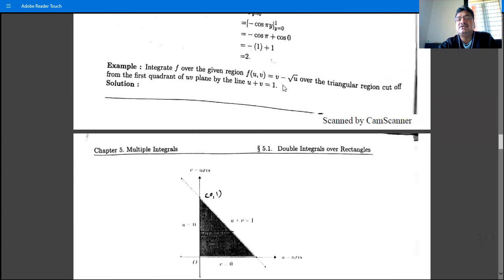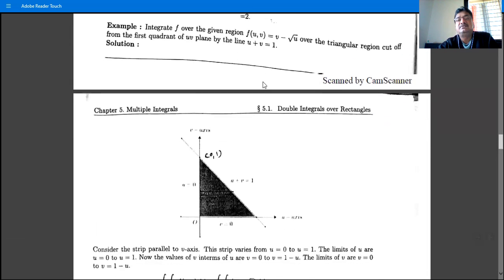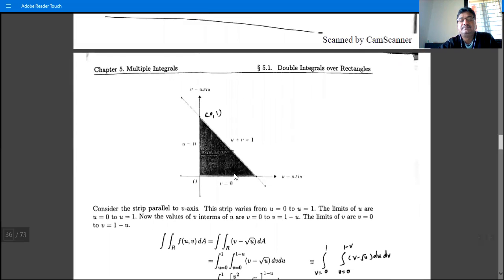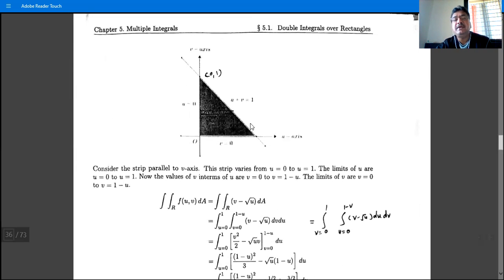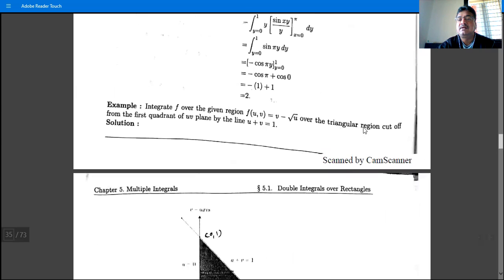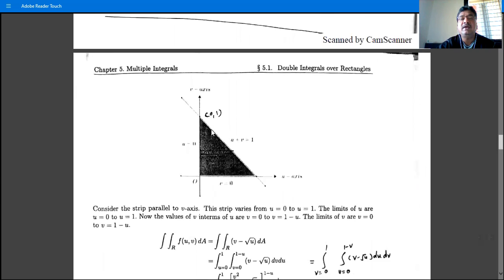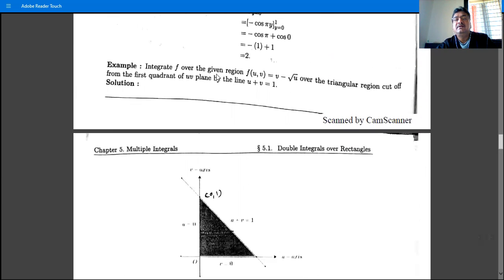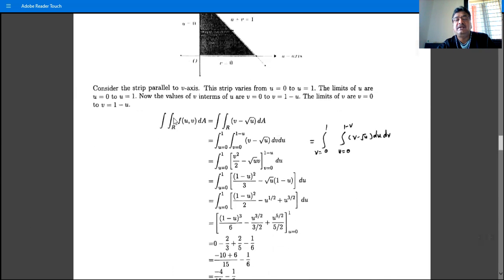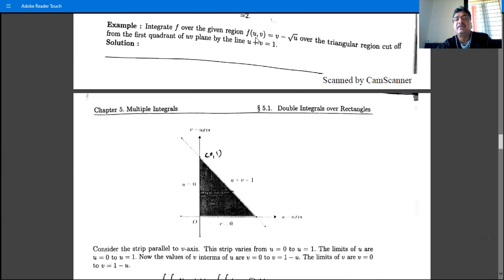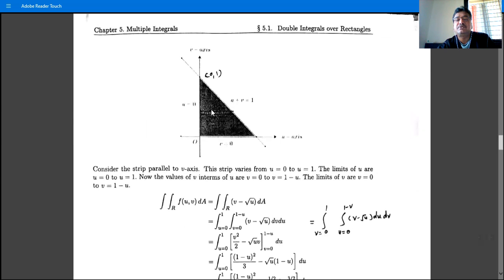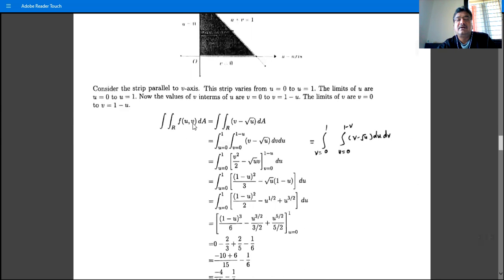Here the notations are just replaced. X and y are replaced by u and v. So consider u as x and v as y and solve the problem. So this is the line u plus v equals 1, and the triangular region is cut off from the first quadrant. This is the first quadrant, okay? And we have to integrate f over the region. So we have to integrate this f of uv over this region r. Suppose this shaded region is r.